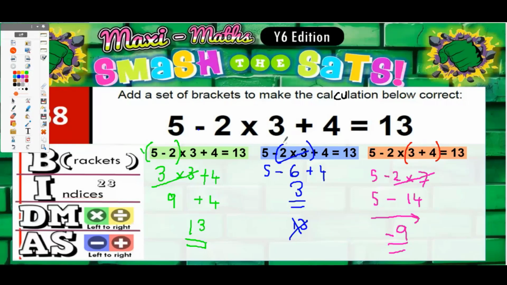So in the 3 possible places for putting the brackets, the only place that gives us 13 is this first one. So your brackets have got to go around the 5 and the 2. Not putting any bracket in isn't an option either, because we discussed that if you don't put any bracket in, you would end up doing the multiply first because of BIDMAS. So you can't just say that there's no bracket at all. It's got to go around the 5 and the 2.